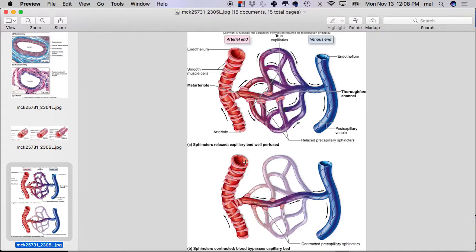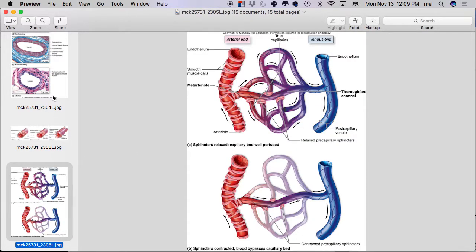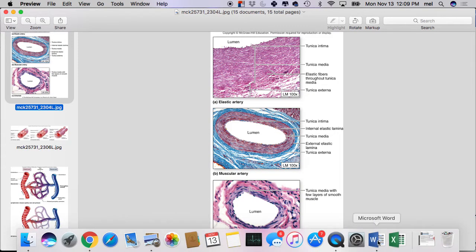So I want to show you a couple of different ways that capillaries can actually serve you. First off, let's imagine that this is a capillary bed. Why won't you open? This is a capillary. Hold on. It's being annoying.